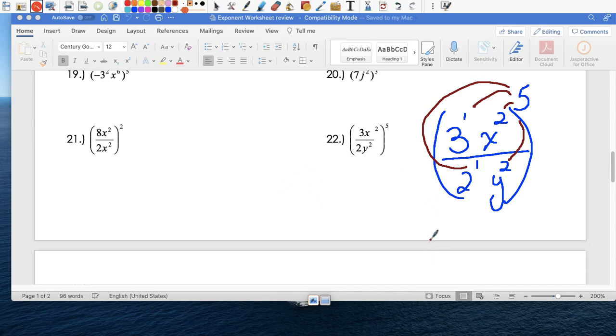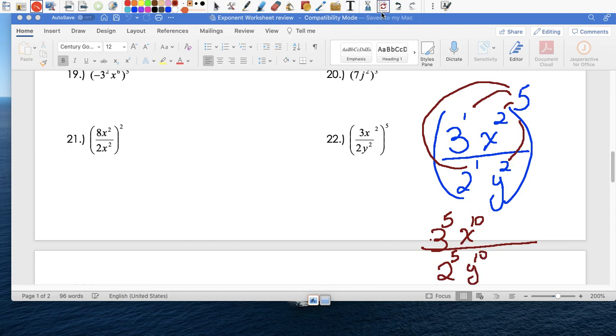So we're going to get, let me write the fraction. 3 will be 1 times 5, 3 to the 5th power. X squared, right? X to the second power times 5, we're going to get x to the 10th. At the bottom, we have a 2 raised to the first power times 5, which is 2 to the 5th power. And y squared, 2 times 5 is y to the 10th power.